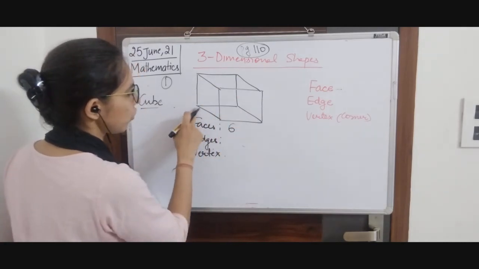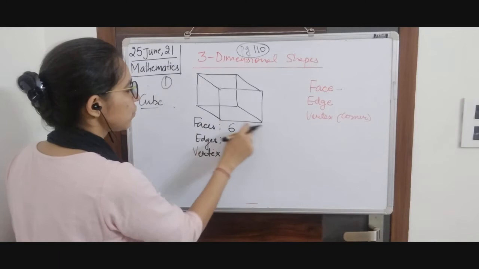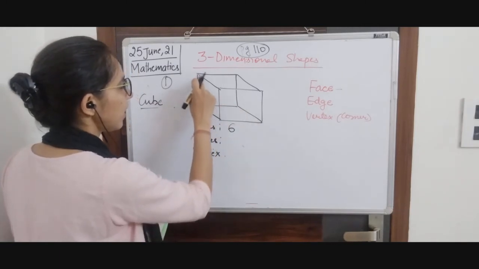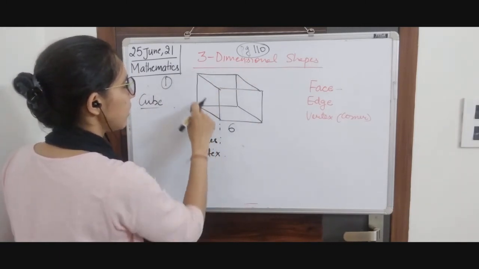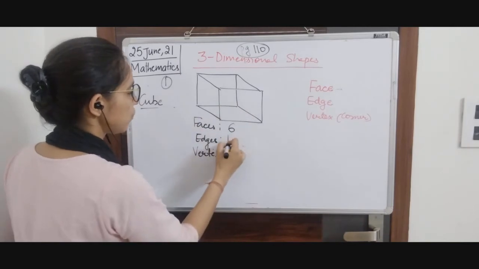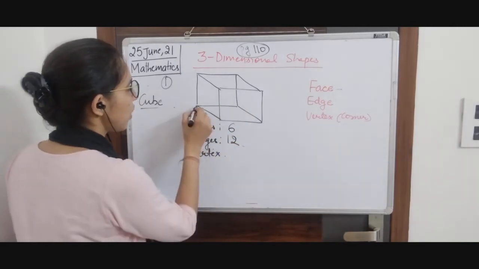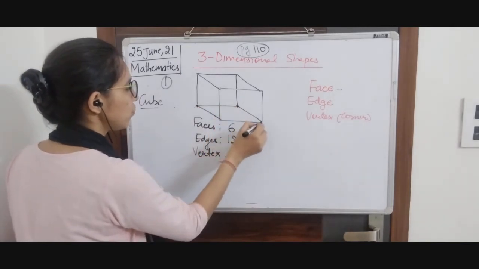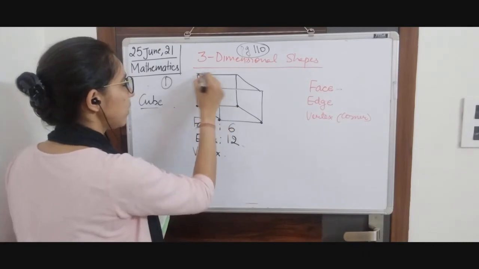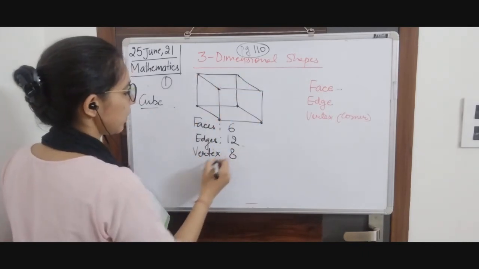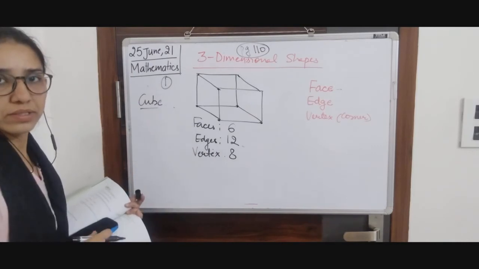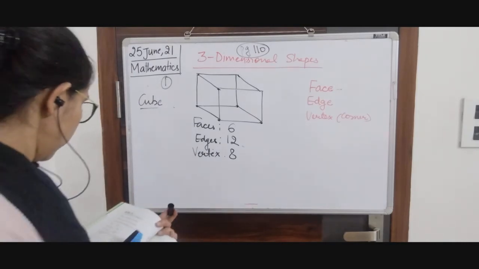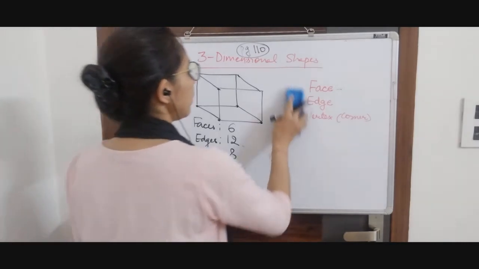Edges. We have to count the line segments. 1, 2, 3, 4, 5, 6, 7, 8, 9, 10, 11, 12. So it has 12 edges. Vertices. We have to count the points. 1, 2, 3, 4, 5, 6, 7, 8. It has 8 vertices or 8 corners. Okay. Next we have a triangular pyramid.